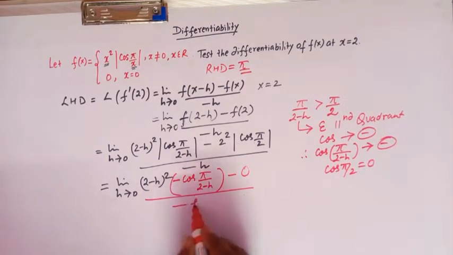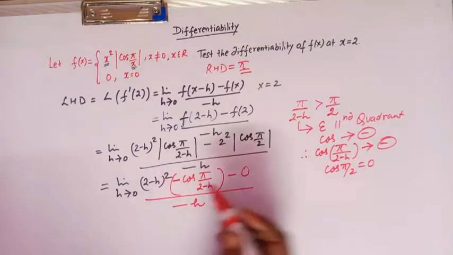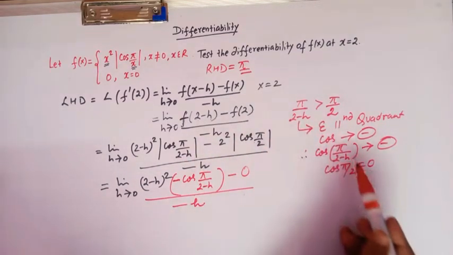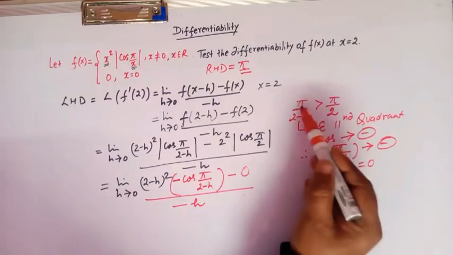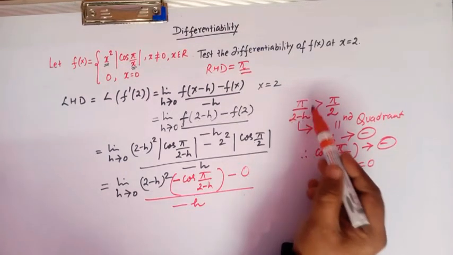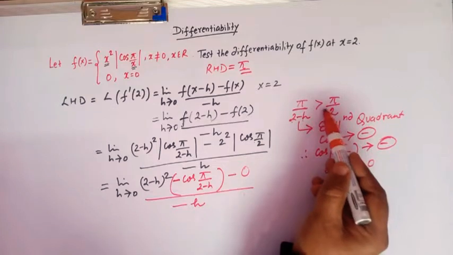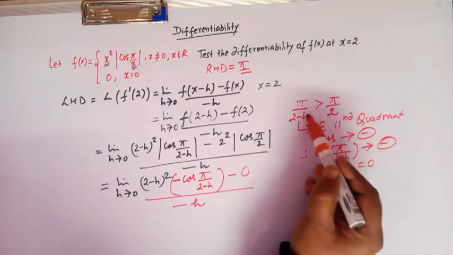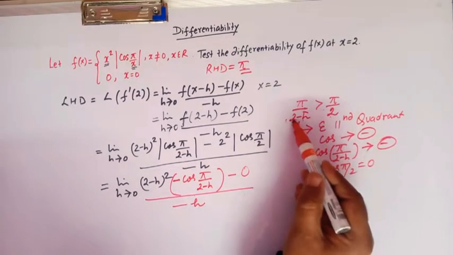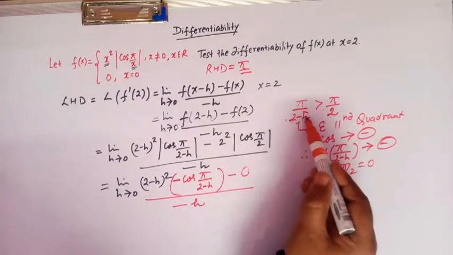And here we have minus h, right? So once again, let us see this concept. Here we have pi over 2 minus h. Pi over 2 minus h is greater than pi over 2, because here the denominator is less than 2, because here we are subtracting h from 2.